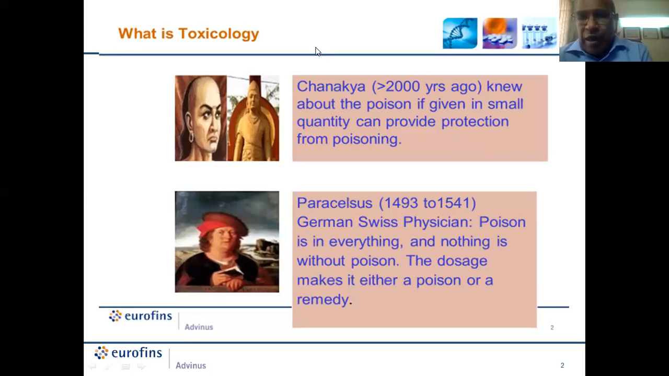Is my voice audible? Yes, sir. Okay, good. In the 15th century, a medical doctor by the name of Dr. Paracelsus, a physician, introduced the concept of dose, where he indicated that poison is in everything and nothing is without a poison. It's only the dose that makes either a poison or a remedy. Next slide, please.